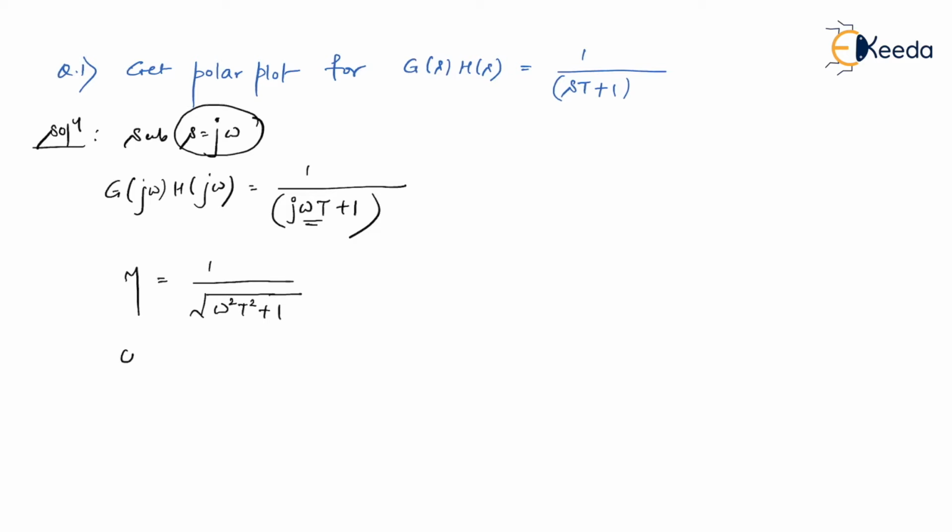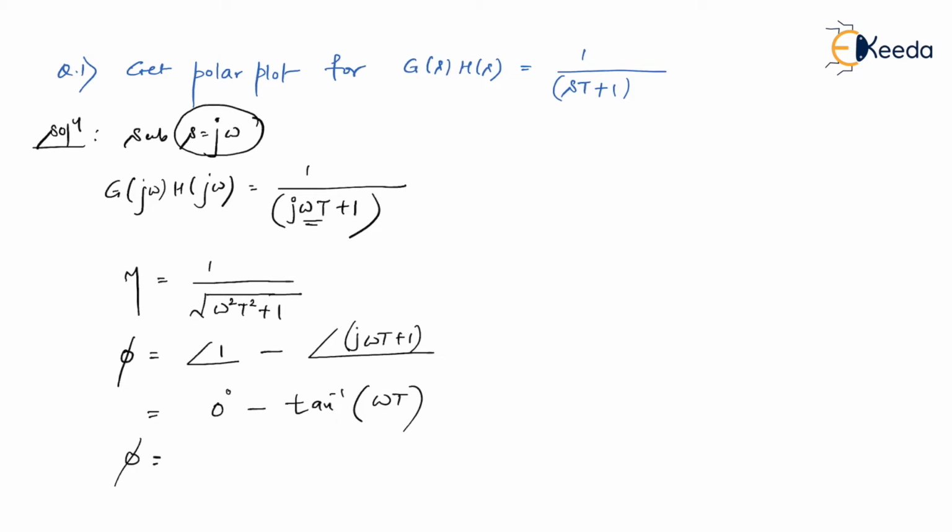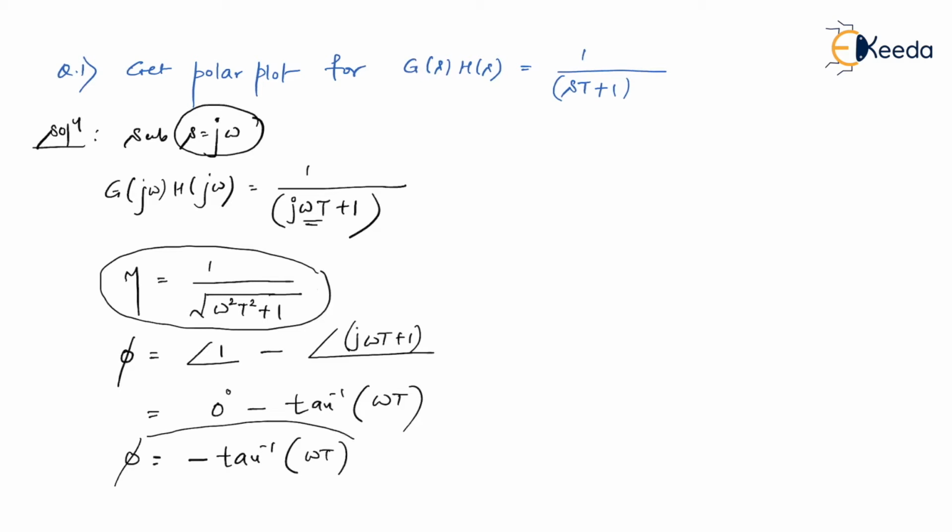And then when I have to calculate the phase angle, this phase angle is nothing but angle of numerator minus angle of denominator, which is j omega T plus 1. So you know that angle contribution by a real constant is always 0 degree, minus tan inverse of imaginary part upon real part. Imaginary part is omega T, real part is 1. So finally I can write my phase angle to be minus tan inverse of omega T. So what is important to me is this magnitude and this phase angle.